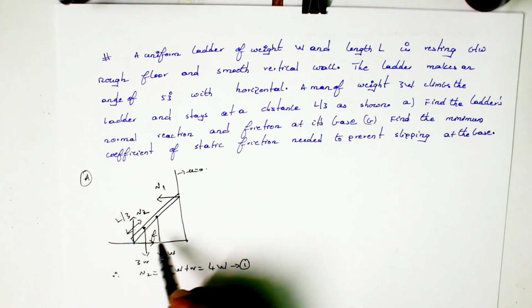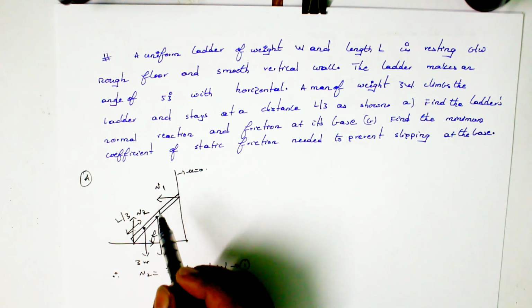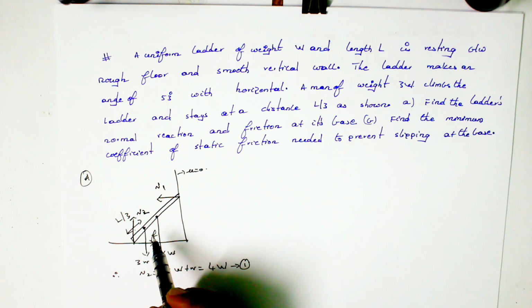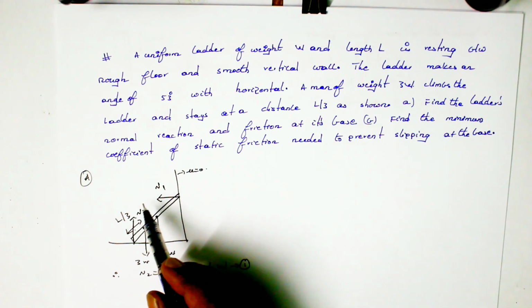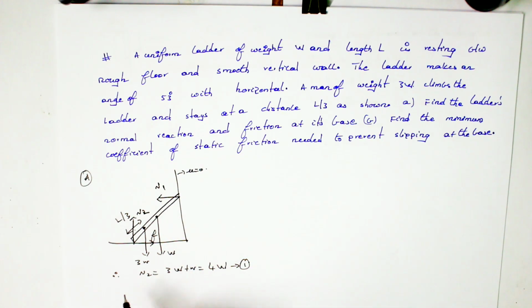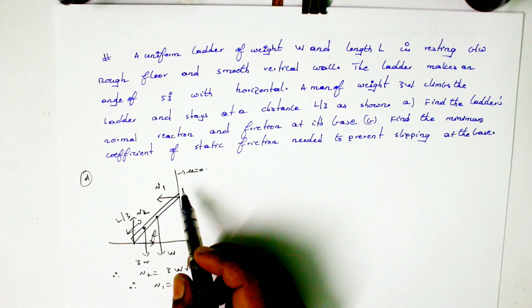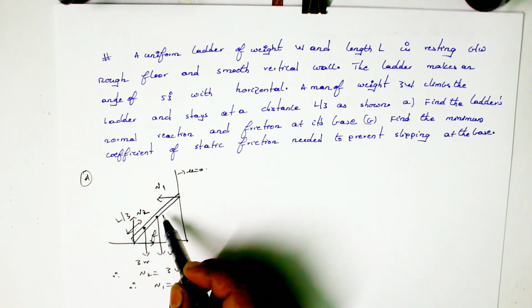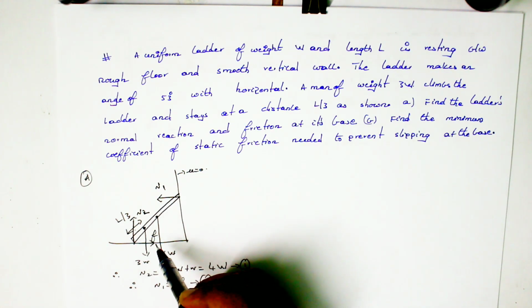Now if I study the horizontal forces, N1 and F are the only two horizontal forces, and because the rod is in translational equilibrium, definitely I can say N1 and F should be equal. So I will write N1 is equal to F, and let it be my equation number 2. Now to calculate the coefficient of friction, I want mu s into N2, whose value we don't know in this condition. So I will use the concept of rotational equilibrium around any point.